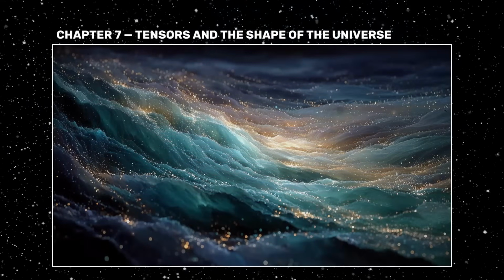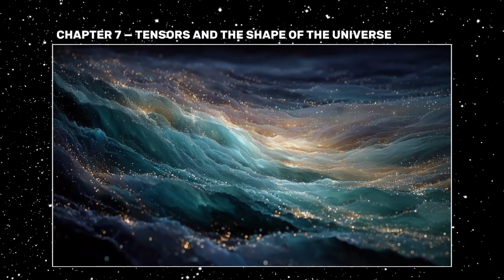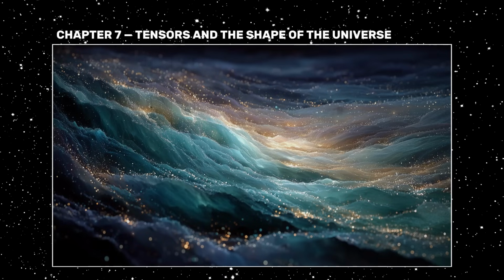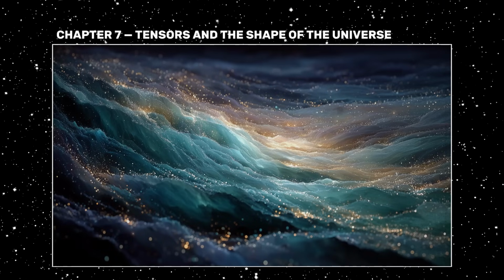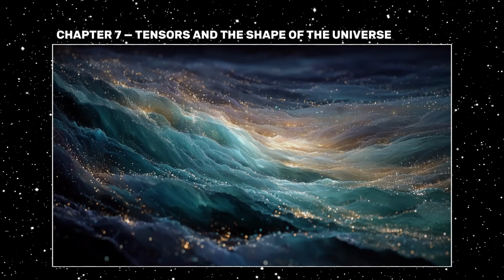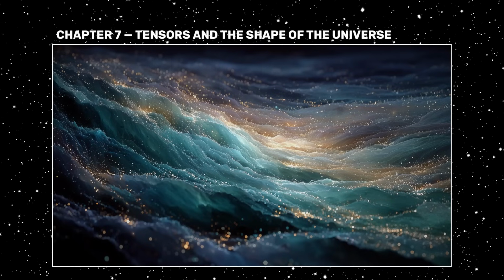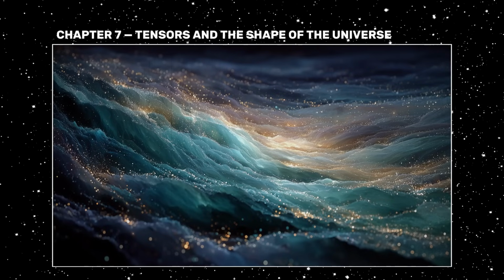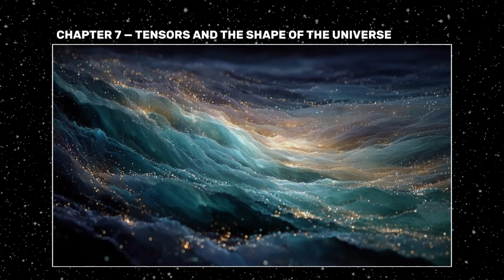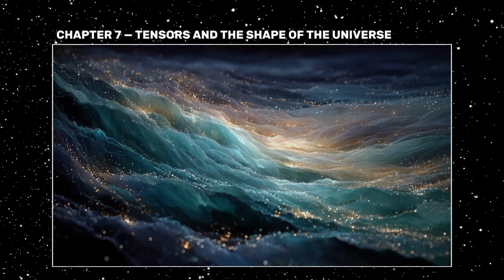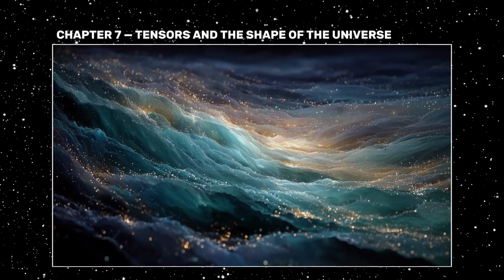Chapter 7. Tensors and the Shape of the Universe. When we speak of the universe as a whole, one of the deepest questions we can ask is about its shape. This does not mean the shape we see on maps or the outlines of galaxies against the night sky. Instead, it refers to the geometry of spacetime itself, the grand architecture in which all cosmic structures are embedded.